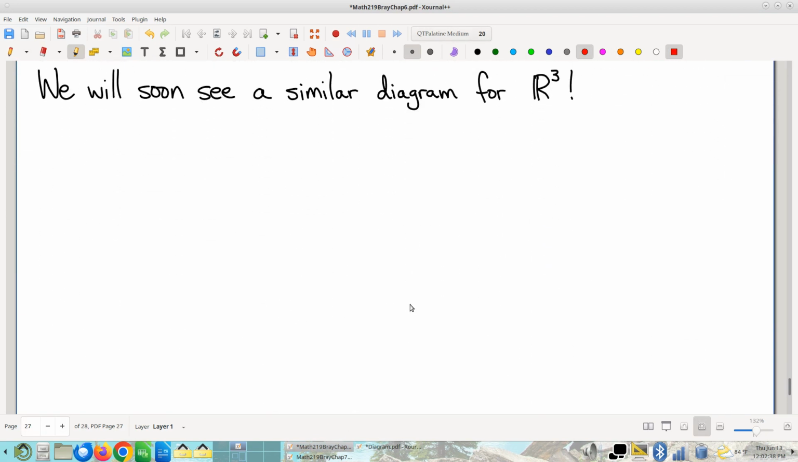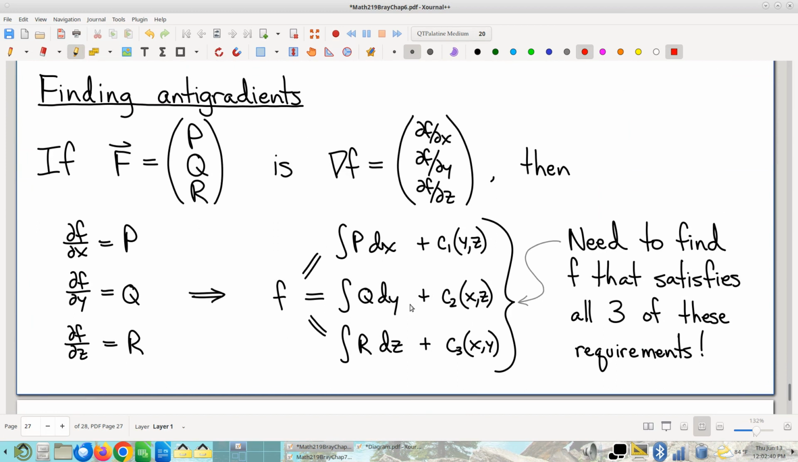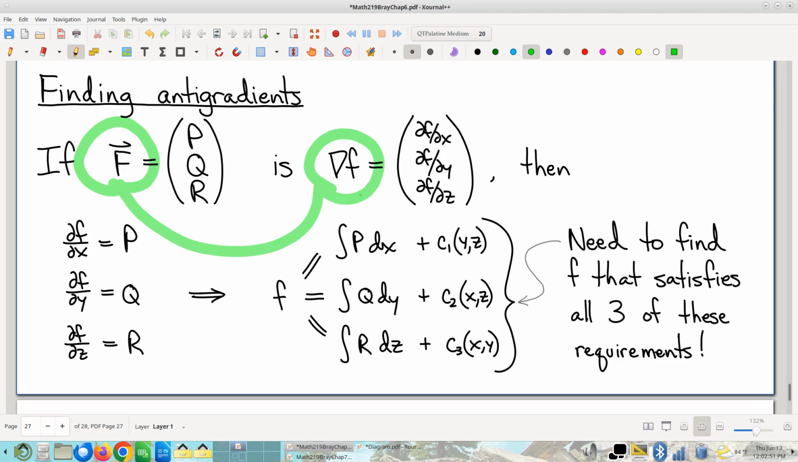Okay, so how do we find antigradients? This is very plug and chug. I'm going to go through this pretty quickly. It's not such a deep idea. In fact, if you have a vector field that is a gradient, let's suppose we have a vector field that's a gradient.